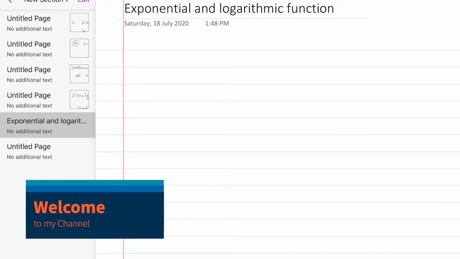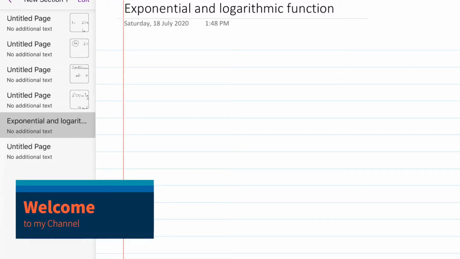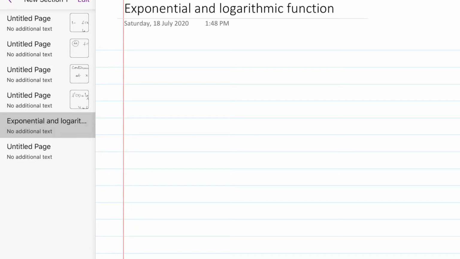Welcome to the class. Up till now, we have learned various classes of functions like polynomial function, rational function, trigonometric function, etc. Now we will learn about a new class of functions called exponential and logarithmic function.